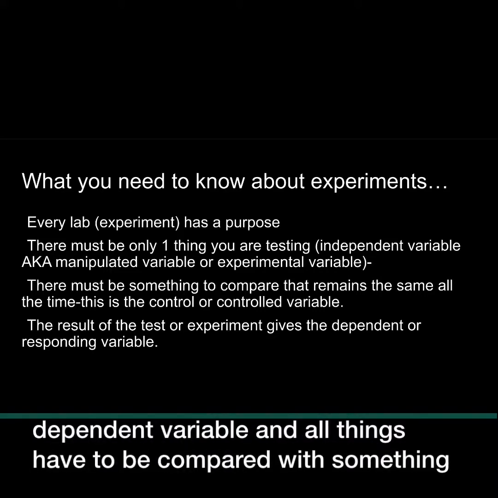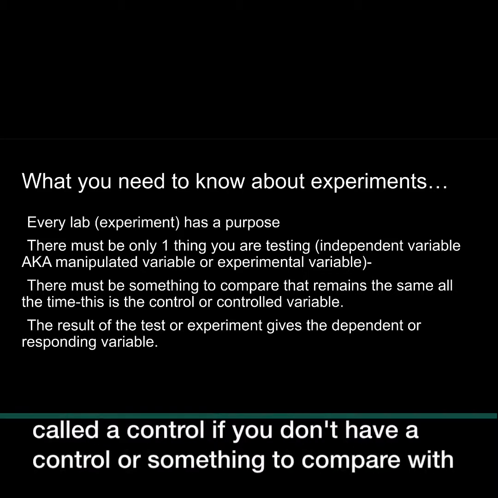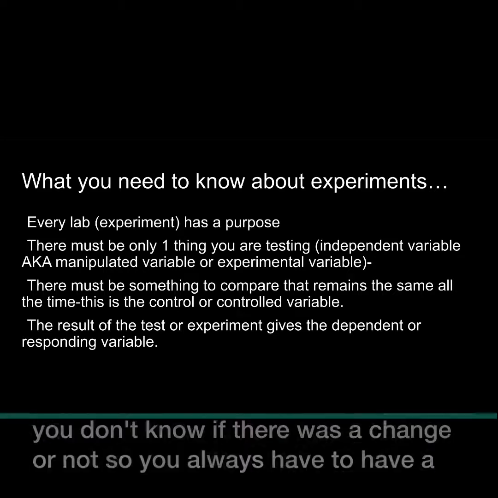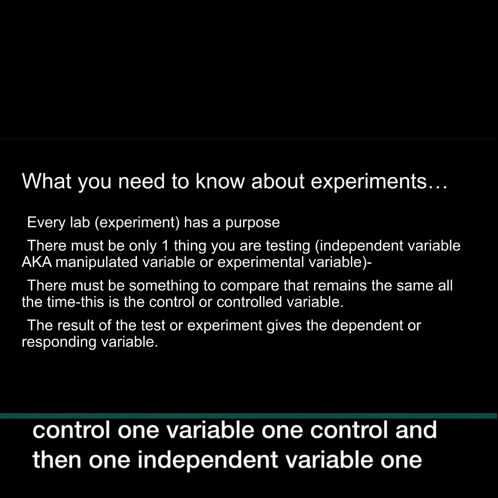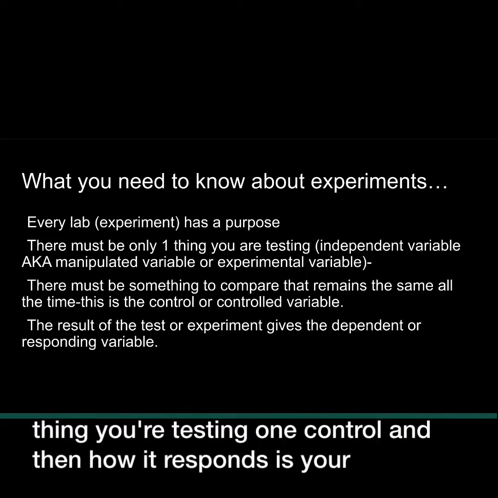And all things have to be compared with something called a control. If you don't have a control or something to compare with, you don't know if there is a change or not. So you always have to have a control. One independent variable, one thing you're testing, one control, and then how it responds is your dependent variable.